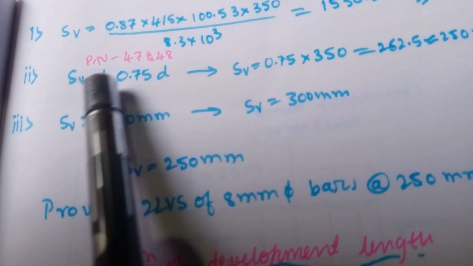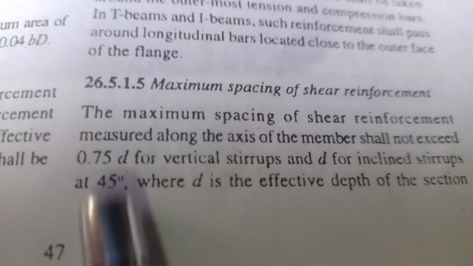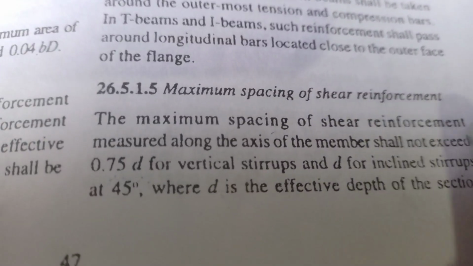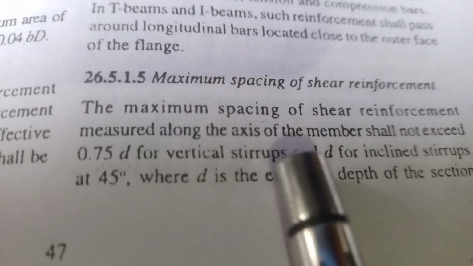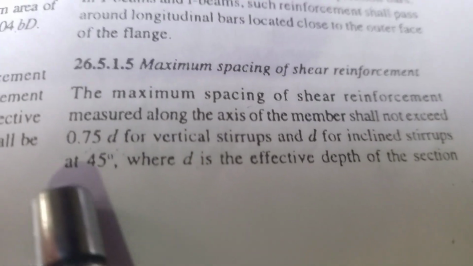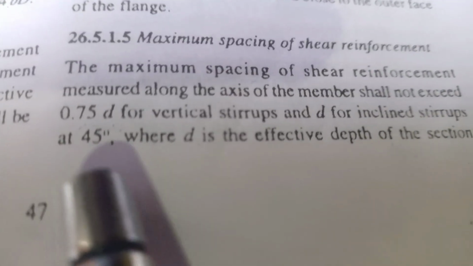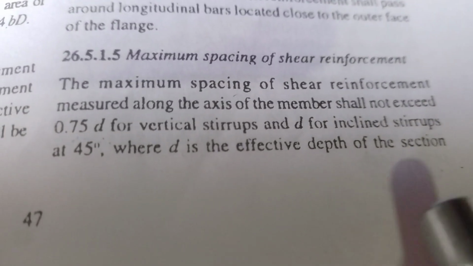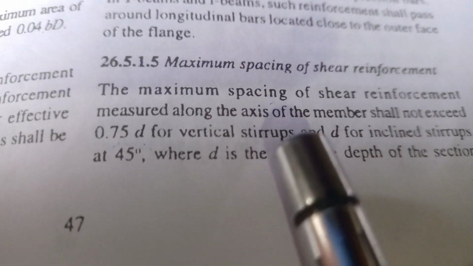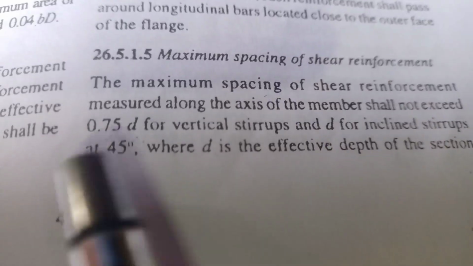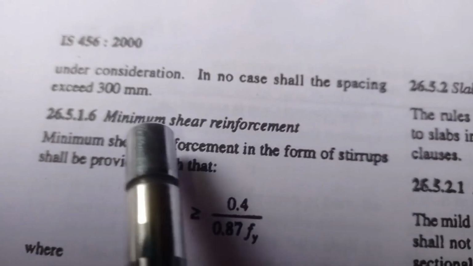So again, there are two rules which are given on page number 47 and 48. I will show. Page number 47, maximum spacing of shear reinforcement. The maximum spacing of shear reinforcement measured along the axis of the member shall not exceed 0.75 d for vertical stirrups, d for inclined stirrups at 45 degree, where d is the effective depth of the section. So what they have said, our spacing of stirrup for vertical stirrup should not be greater than 0.75 d. In no case shall the spacing exceed 300 mm.